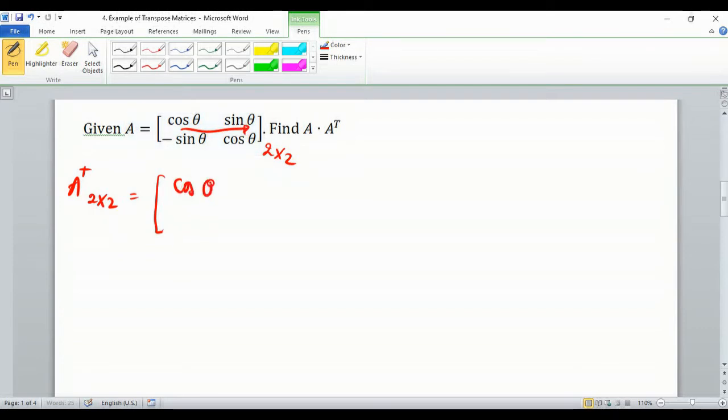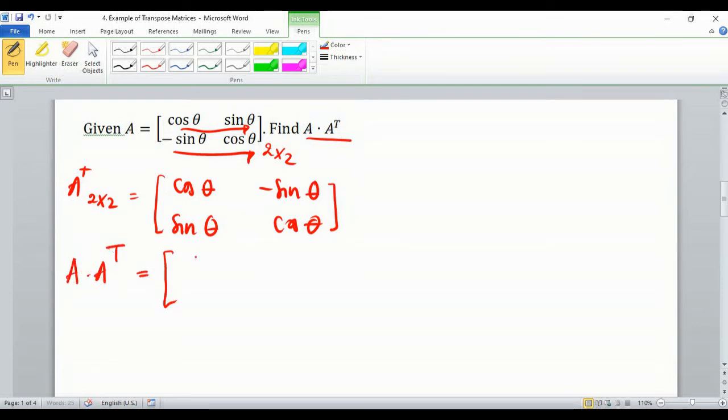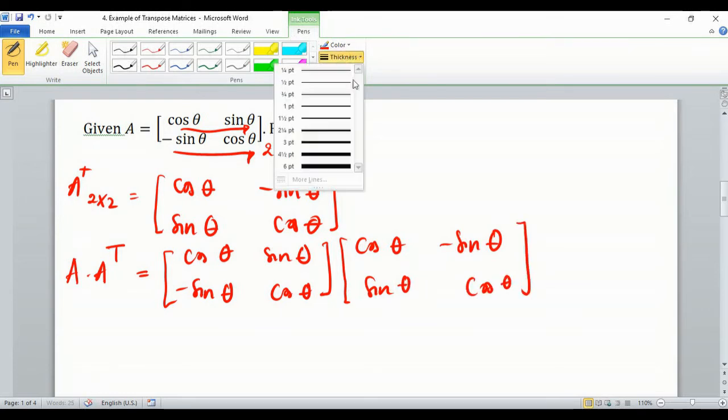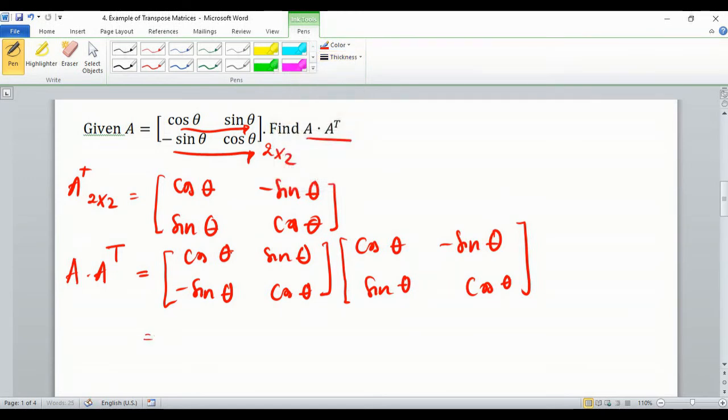So from here, we want to change the position of row to column. So this one is to be cosine theta, sine theta, and then the second row to be minus sine theta, cosine theta. So from here we need to multiply with A. A times A power t is the result: cosine theta, sine theta, minus sine theta, cosine theta, times A power t, which is cosine theta, minus sine theta, sine theta, cosine theta. So let me change the thickness of this line to be 1. Okay, so from here, remember that you need to multiply the row with the column.